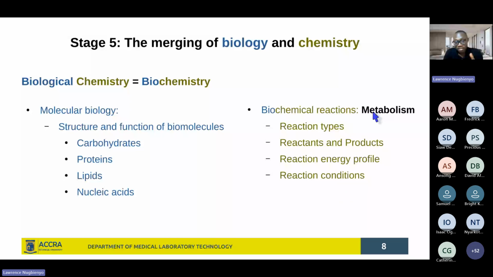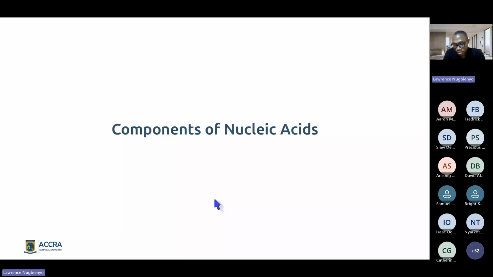And metabolism is divided into two parts. Catabolism, which is breakdown of big molecules into smaller molecules, or anabolism, which is smaller molecules coming together to form bigger molecules. So it's not so much of a complex thing. So I hope that this brief introduction will now clear your mind on what really biochemistry is about. So from here, we can move on to the business of the day, which is the component of nucleic acids.